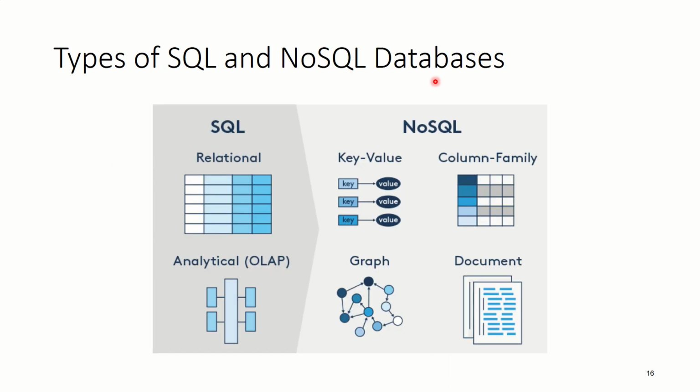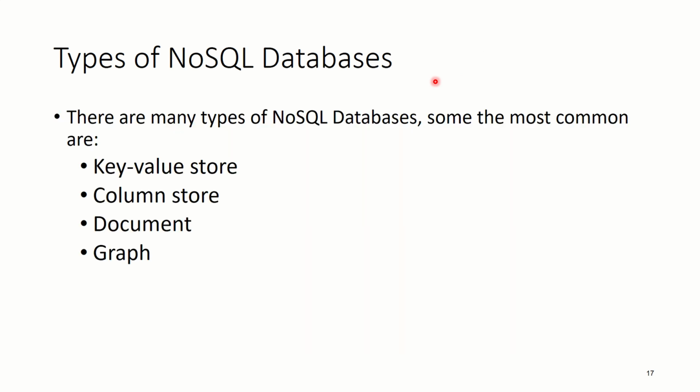And when you look at the types of SQL and NoSQL databases, in the SQL databases you already know the relational databases and OLAP, which is online analytical processing. And the other one is NoSQL databases. You have different types available, like key value pairs, column family, and graph. Neo4j is one example of a graph database. And the document store, which you are going to see, is nothing but your MongoDB. So different types of NoSQL databases are available.